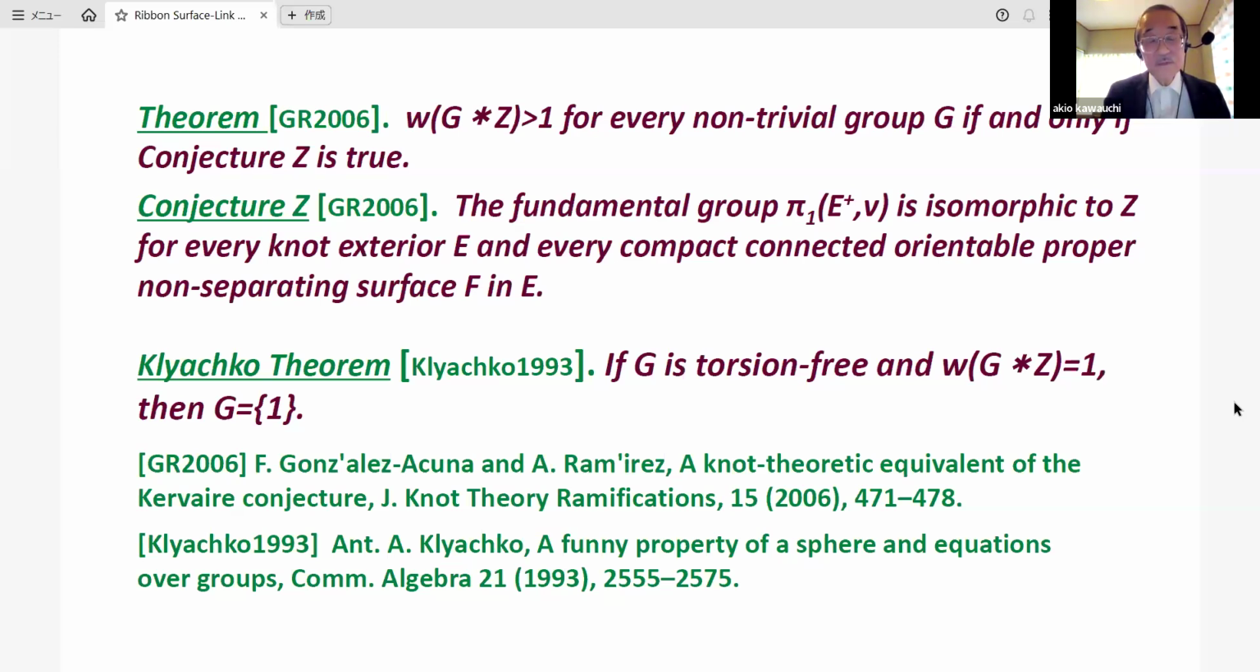fundamental group of E+ is isomorphic to Z for every knot exterior E and every compact connected orientable proper non-separating surface F in E. Next theorem is a Kawauchi theorem, which says if G is torsion-free and the weight of G * Z is 1, then G is a trivial group.